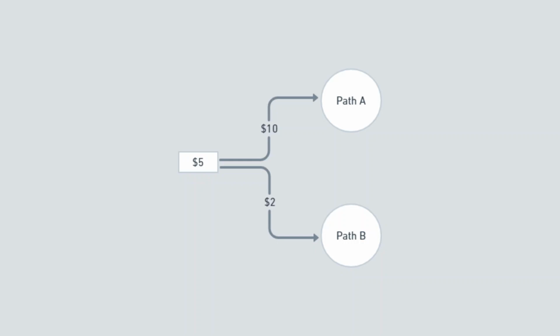Well, since you only have $5, you can't go to path A, right? Since 10 is greater than 5, and you can't really fulfill that requirement. However, B requires only $2 and 5 is greater than 2. Therefore, you can enter path B.